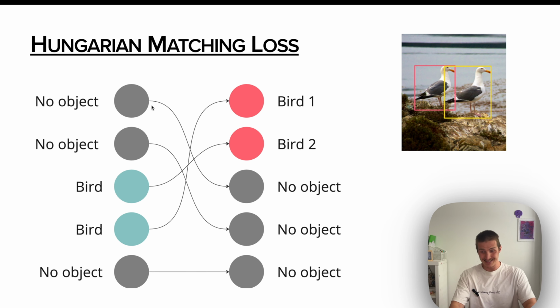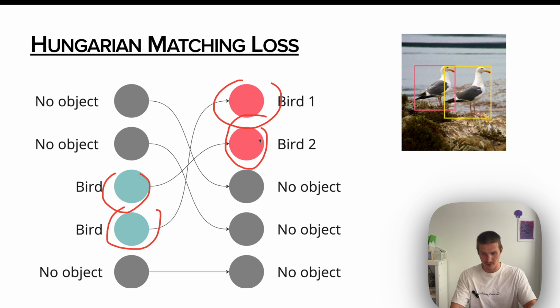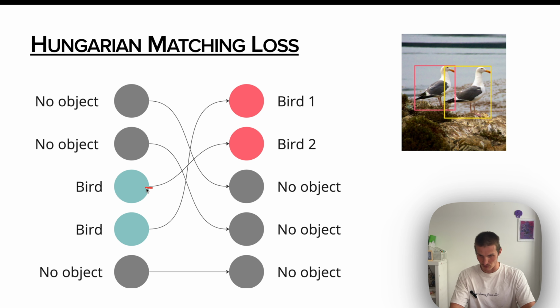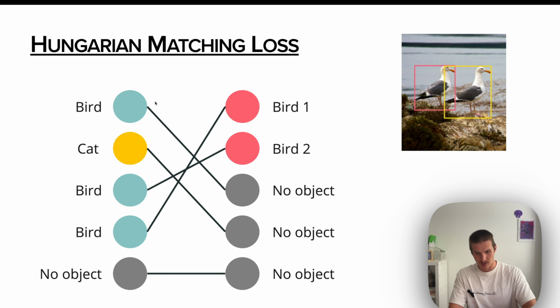In this easy case where the model predicted two birds and there are two birds in the ground truth, everything is more or less straightforward. They got matched somehow, and then everything else got matched to no object. Here's a more complicated case where there are now three predictions for the bird and one prediction of a cat. The Hungarian matching algorithm will do something like this, where the two closest predictions of the birds will be matched together, and then one of the birds will have to be matched to this special no object class, as well as the cat.